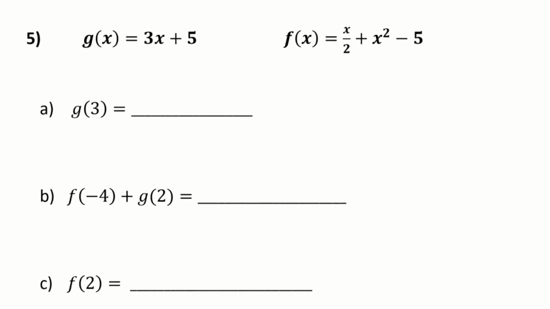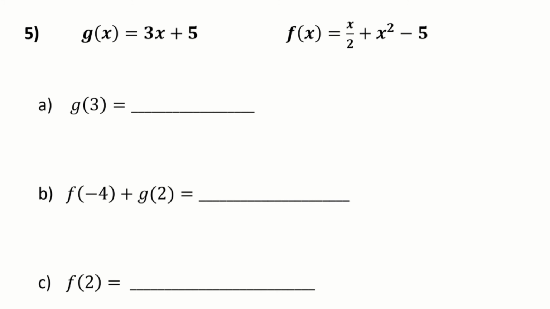On 5, I give you 2 function rules. I give you the rule G and I give you the rule F, and then I ask you to evaluate using some combination of those. In A, I'm simply asking what's G of 3, so that just means I'm going to take the rule for G, which is 3 times the input plus 5. The input is 3, so I'll place a 3 there. 3 times 3 is 9, and 9 plus 5 is 14, so we'll get the number 14 there.